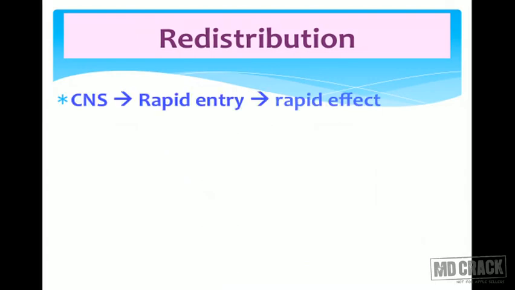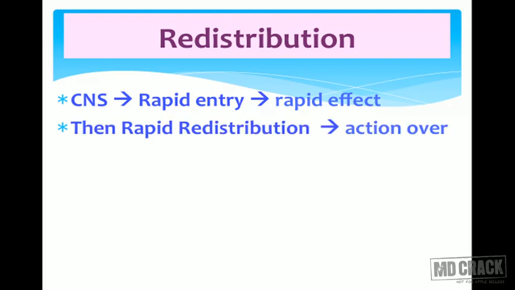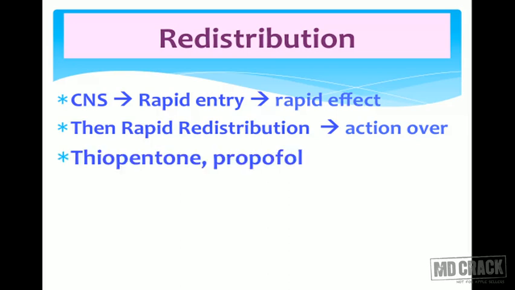Let's come to the issue called as redistribution. This is very funny. This happens in case of some drugs. For example, they are highly lipid soluble. They enter the central nervous system very rapidly, produce a rapid effect. Not only this, they also come out of the central nervous system very rapidly. That's why we call it rapid redistribution, and their action gets over. So these drugs produce a very rapid effect, very rapid onset of action, and a very short duration of action because the drug is coming out of the central nervous system.